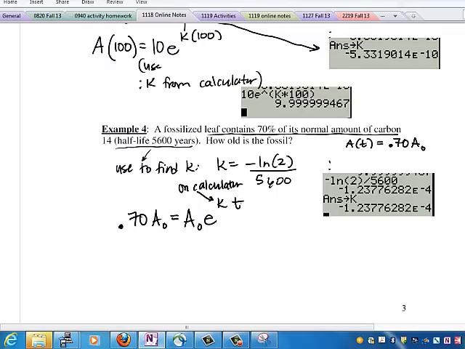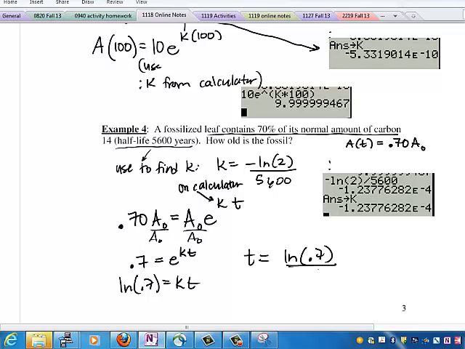t. So we want to divide by A naught, divide by A naught. We're solving for t here, so 0.7 equals e to the kt. It looks like the natural log of 0.7 would be kt. So t is the natural log of 0.7 divided by k, which is this value that we've stored as k on our calculator.